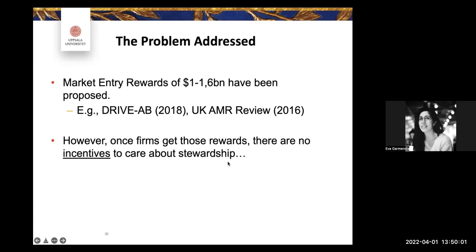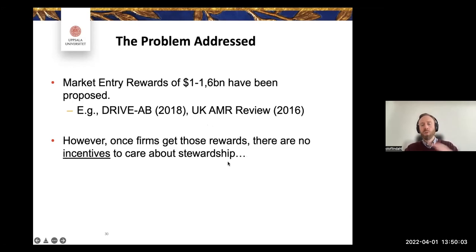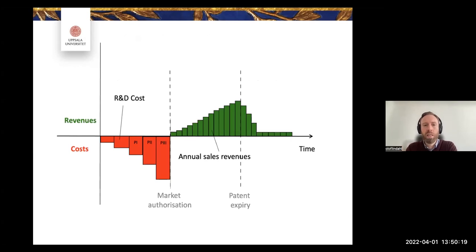So these market entry awards are so far a popular solution to the innovation problem, but they are bereft of any proper stewardship component. So we thought that maybe this is a good laboratory for the ASB to start thinking about how could a MER, market entry reward, be combined with the antibiotic susceptibility bonus. So a bonus for keeping your drug effective by minimizing sales.